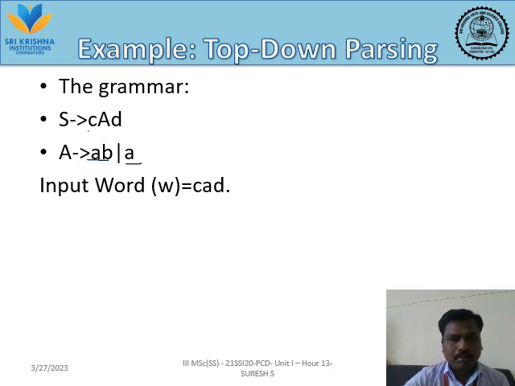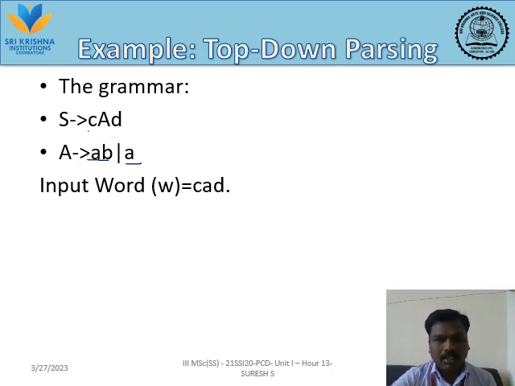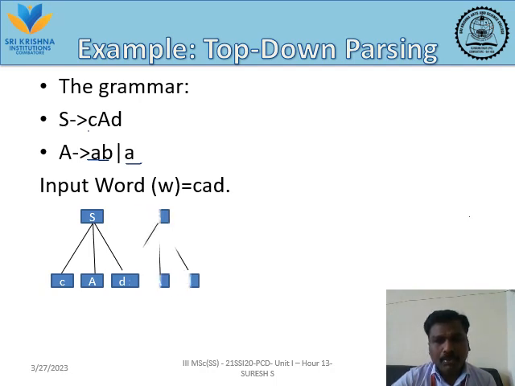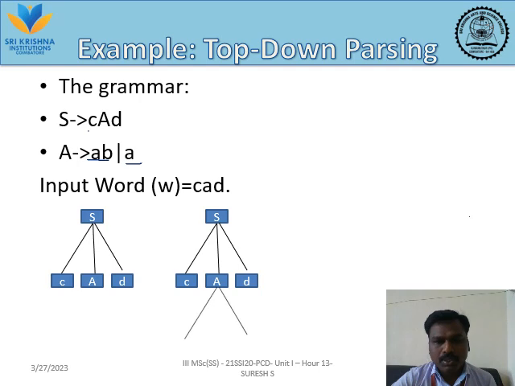Now we will see the example so that you can understand easily, guys. Consider the start symbol S. The start symbol elaborates or produces the input, that's why it is called production. So S produces CAD, that's what we have written here. Then A produces AB or A. You can take a look at this here.